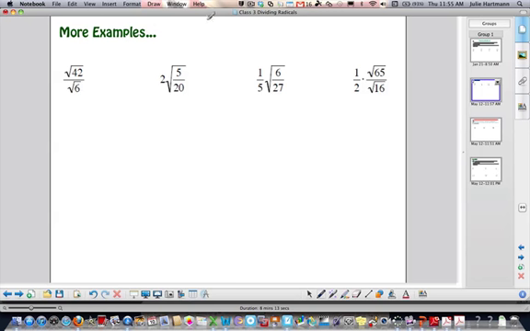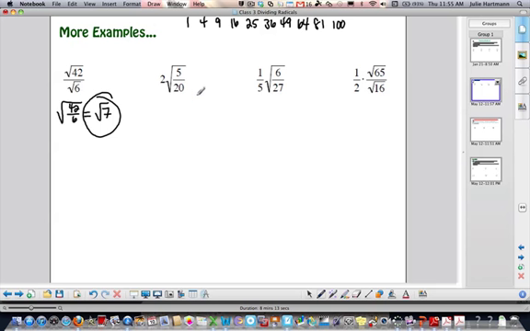We lost our perfect squares, so let's run them again. 1 times 1, 2 times 2, 3 times 3, 4 times 4, 5 times 5, 6 times 6, 7 times 7, 8 times 8, 9 times 9, 10 times 10. This next one, 42 and 6, neither are perfect squares, so let's combine it into one. 42 divided by 6 is 7, and the square root of 7 is not a perfect square, no perfect squares go into it, so that is it.